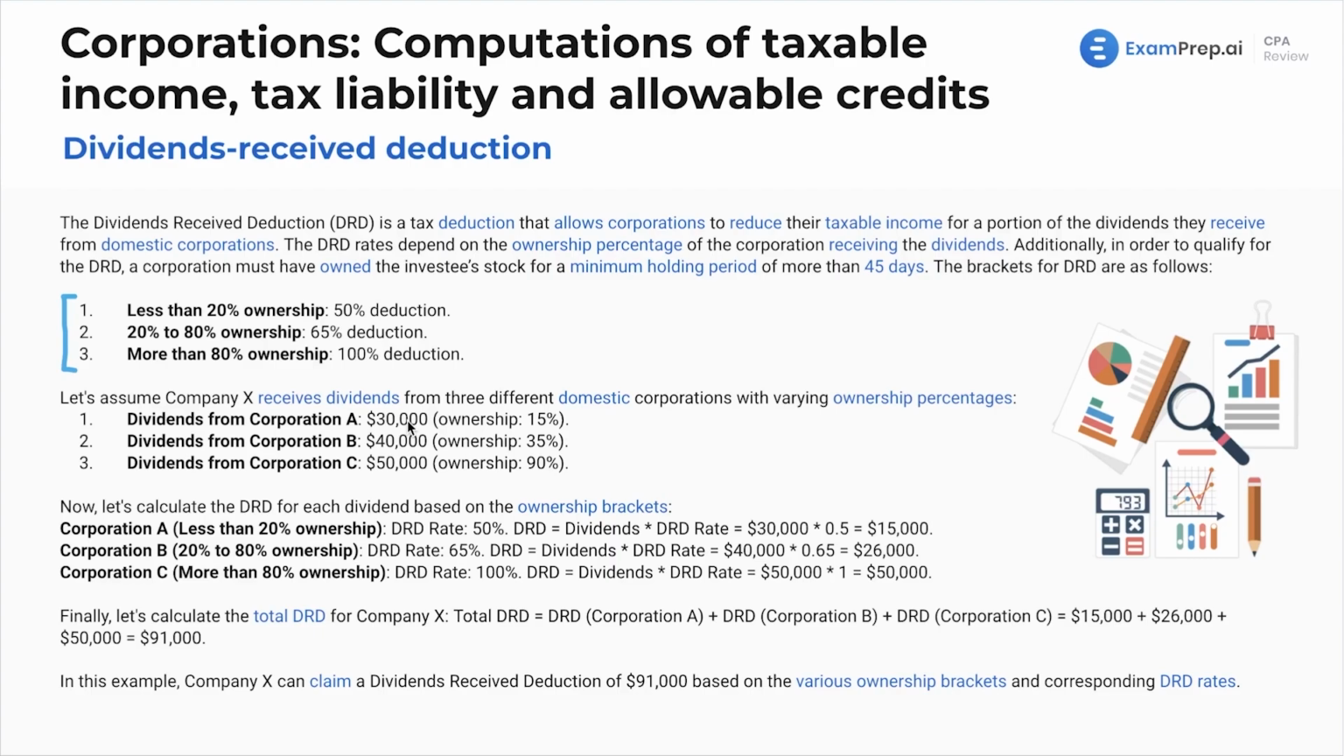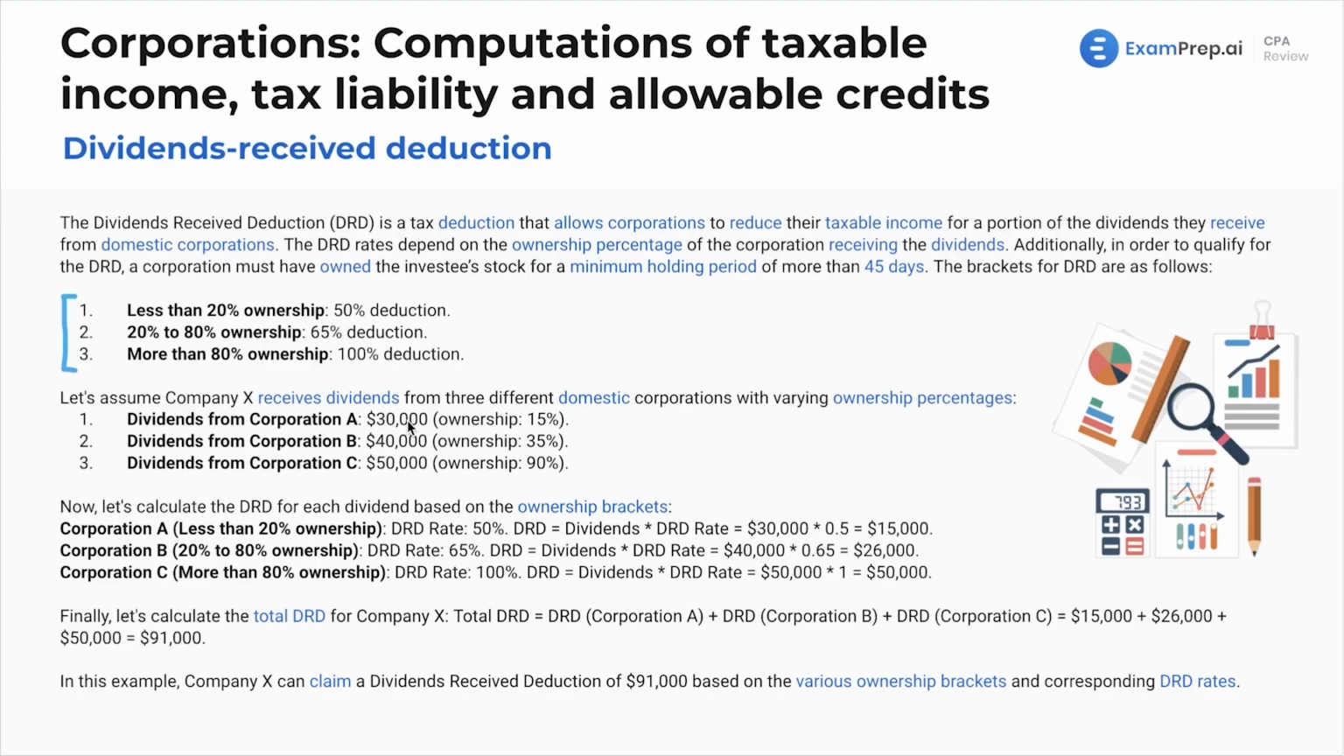I mean, these could also be subsidiaries. This might be Walmart USA, and maybe this is Walmart South America, something like that. So that's why you'd see such a high ownership percentage. Calculating the DRD for Corporation A, that's less than 20% ownership. The rate here, we have that memorized. 50%, we're going to take that. That's $30,000 times 50%. So of the $30,000 of dividends we received, which normally you'd pay tax on, you're actually only paying tax on $15,000.